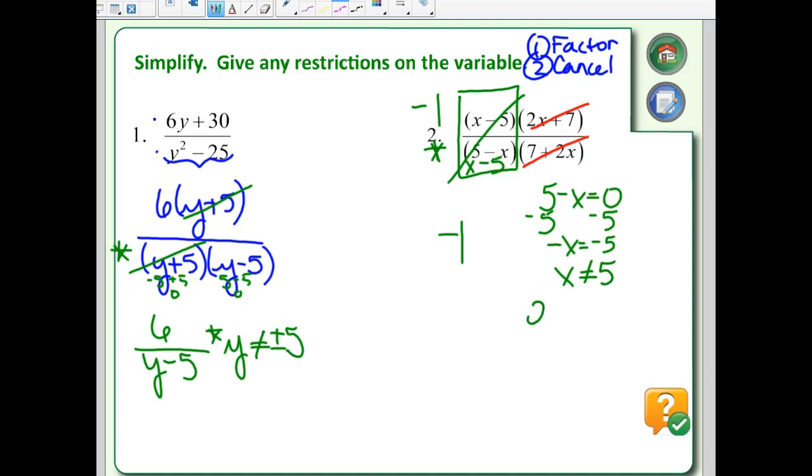And then we're going to take the second part. I'm going to set 2x plus 7 equal to 0. And we're going to subtract 7 from both sides. So now I've got 2x equals -7. So x cannot equal -7/2.